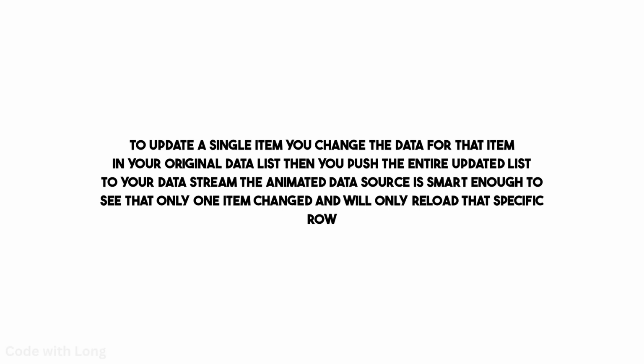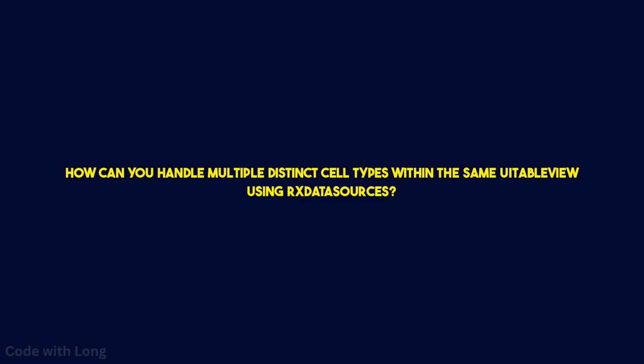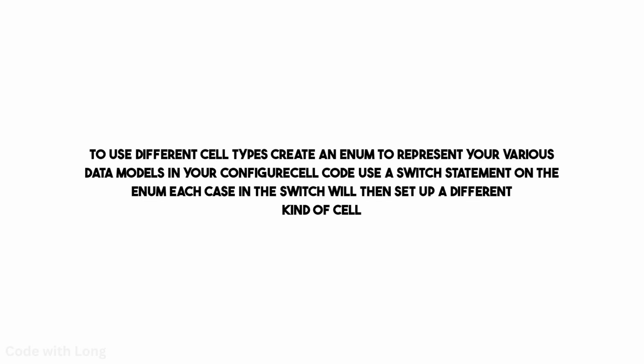How can you handle multiple distinct cell types within the same UITableView using Rx data sources? To use different cell types, create an enum to represent your various data models. In your configure cell code, use a switch statement on the enum. Each case in the switch will then set up a different kind of cell.